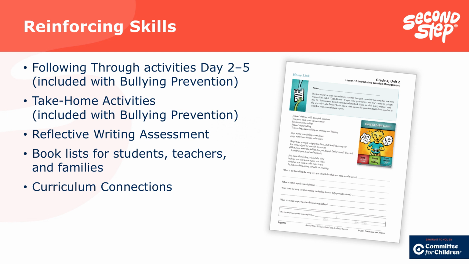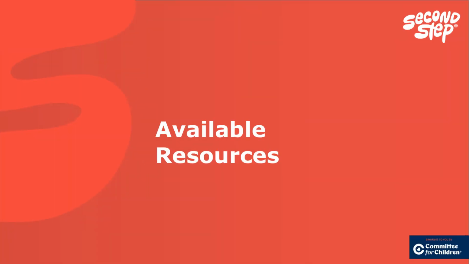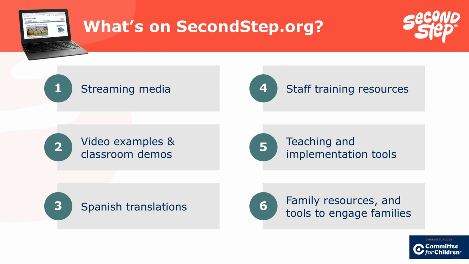There are also take-home activities, or home links as we call them, that really help engage families and provide students with opportunities to practice those skills at home, so outside of the classroom with their adult family member. There are reflective writing assessments. There are book lists for students and teachers and families, as well as curriculum connections. So ideas for you to incorporate these skills into other areas of the curriculum. So a couple more available resources that I wanted to highlight for you.